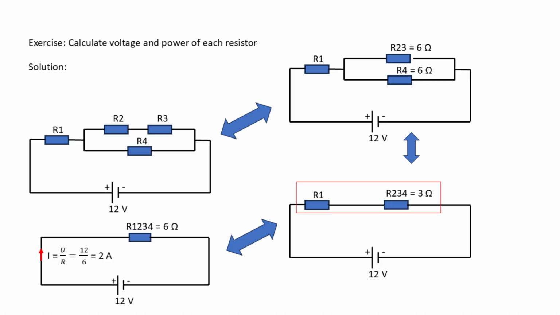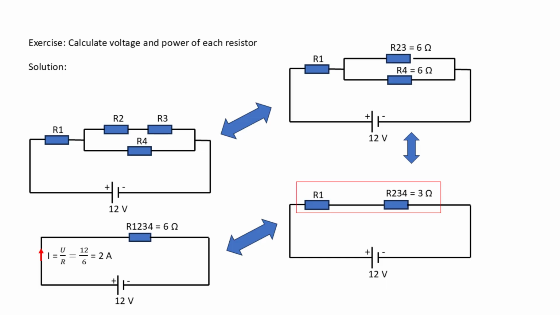We apply Ohm's law, which relates voltage, current, and resistance in a DC circuit. I equals V divided by R for the full circuit. Now substitute the known values. I equals 2 amperes. This result represents the total current delivered by the voltage source.